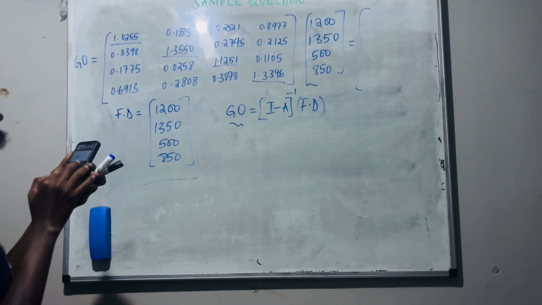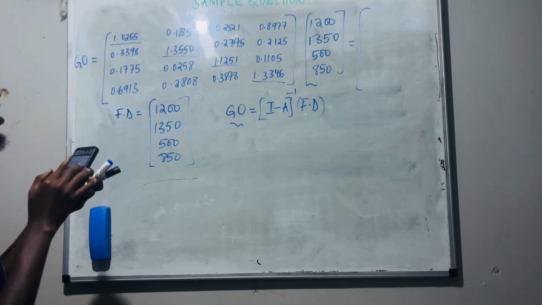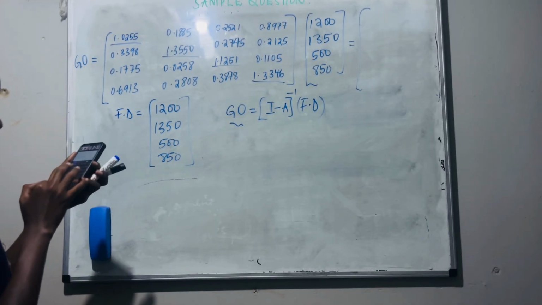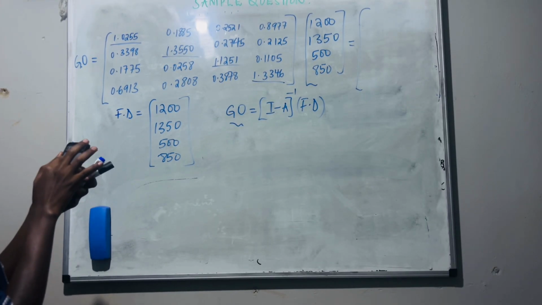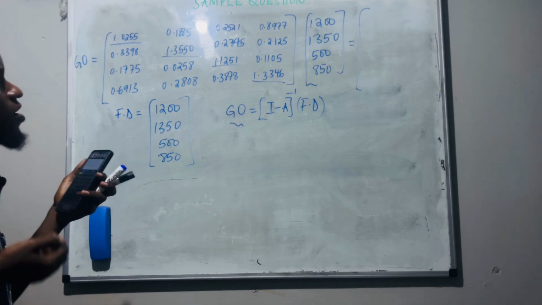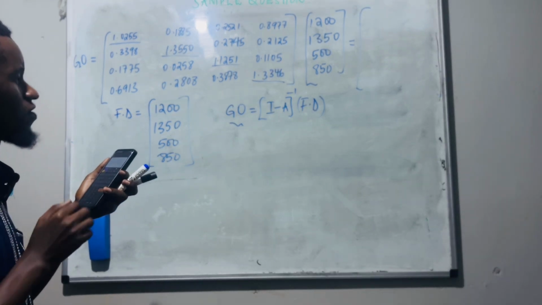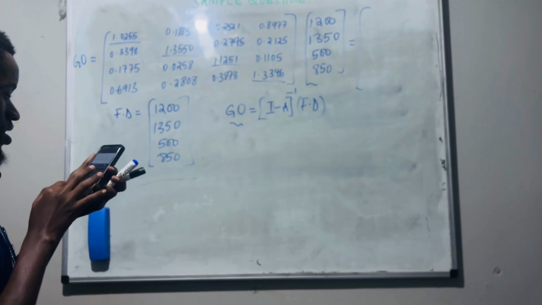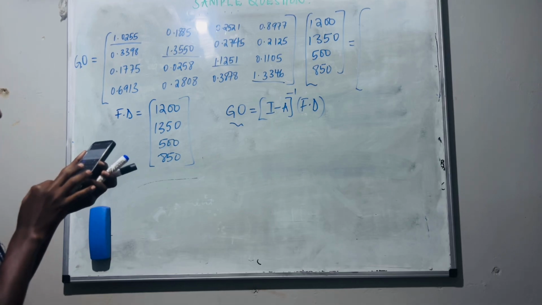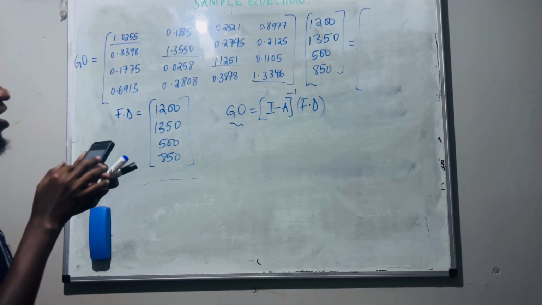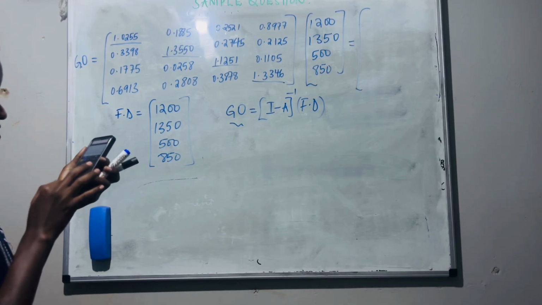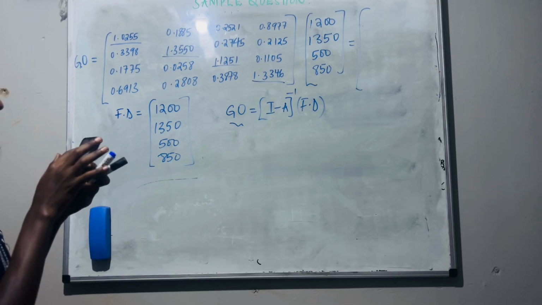Then the next row: 0.2521, 0.2745, 1.1251, 0.3878. Then the last row: 0.8977, 0.2125, 0.1105, 1.3346.